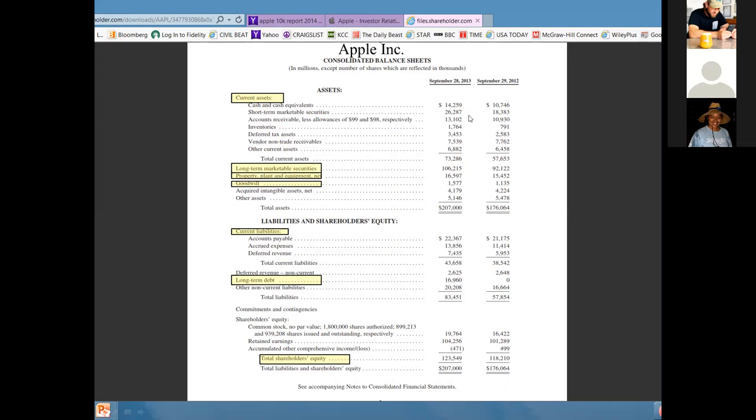Okay, now if you look at their assets, what part could they easily liquidate and convert into cash, besides cash? How about short-term securities? Yes or no? You could, but you'd have to account for the market. Okay, what are short-term market securities? That means they have stocks in other companies they could probably easily trade on the open market and get cash for.